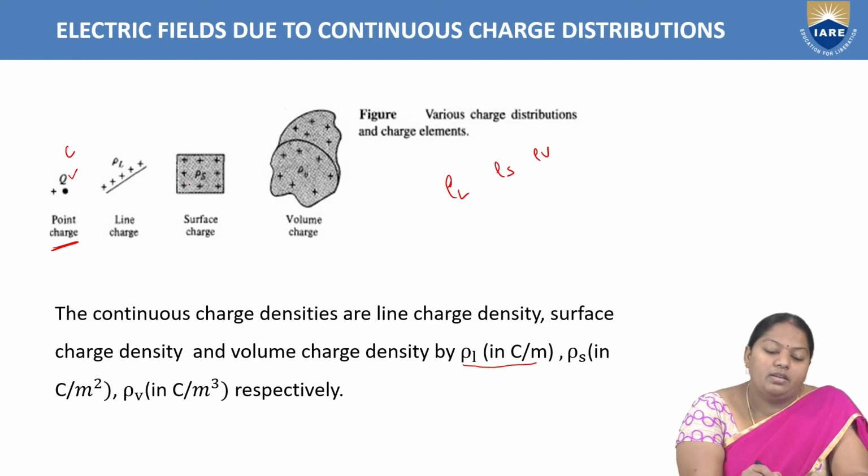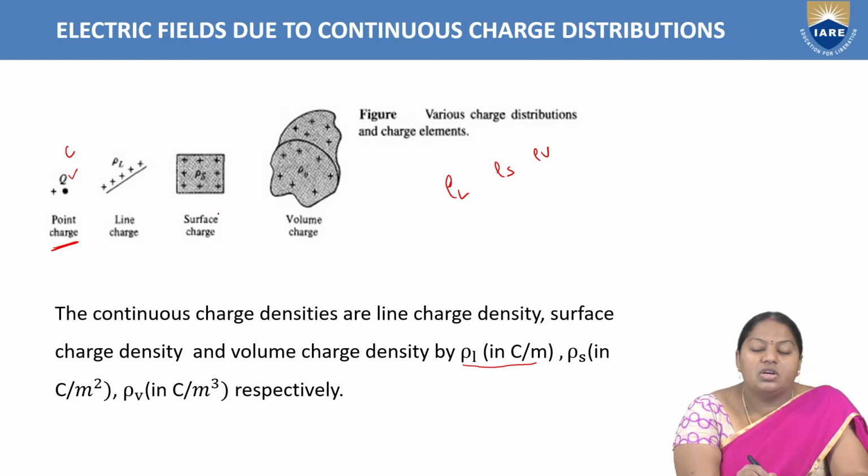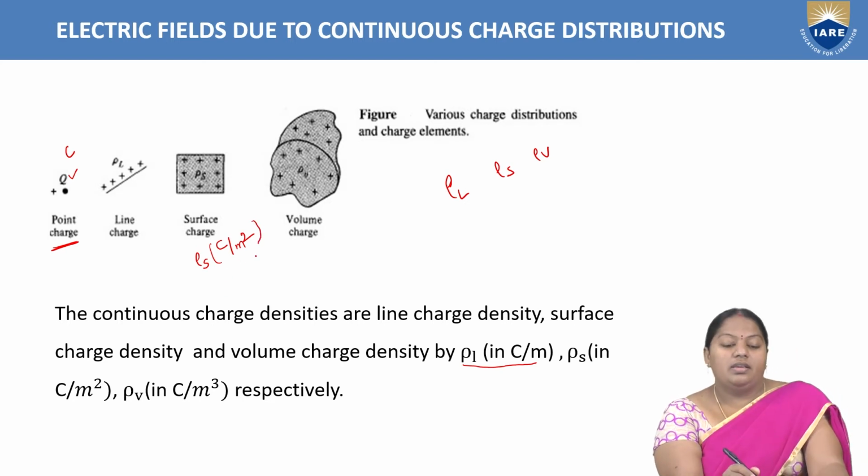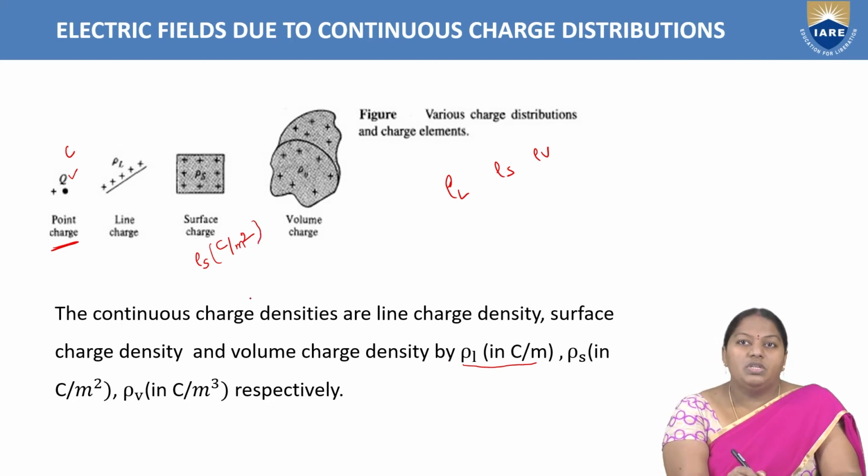For the next case, it is surface charge density. If you consider two directions, the charge is uniformly distributed throughout the surface. Hence the density is given by rho S, and this is called surface charge density. Density means per unit area, so per meter square, and charge is measured in coulombs. Hence the unit for surface charge density is coulomb per meter square.